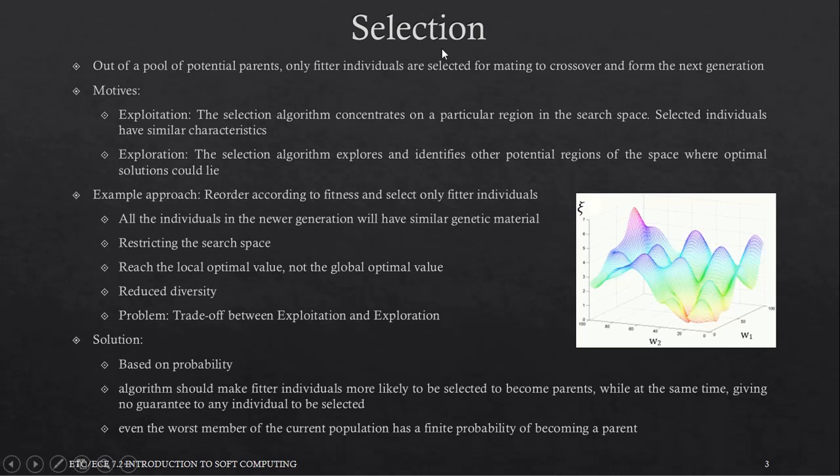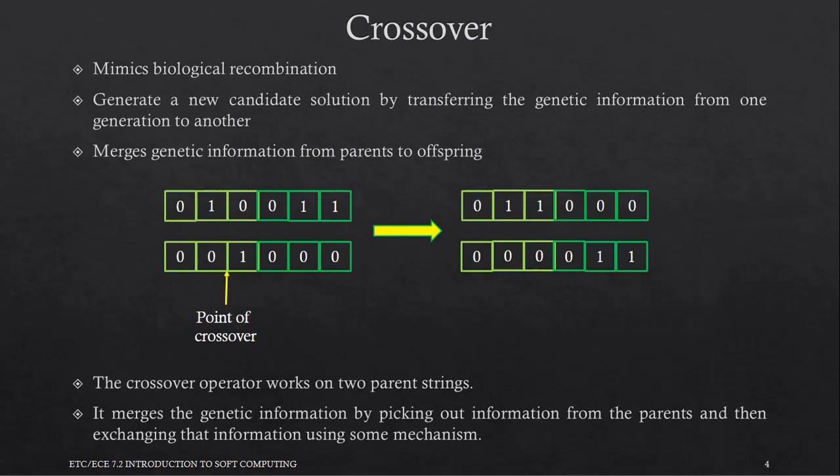Let us now try to understand the next genetic operator, crossover. Crossover is a process that mimics biological recombination. The role of the crossover operator is to generate a new candidate solution by transferring the genetic information from one generation to another. It merges the genetic information from parents to offsprings. The crossover operator works on two parent strings. It merges the genetic information by picking out information from the parents and then exchanging that information using some mechanism.